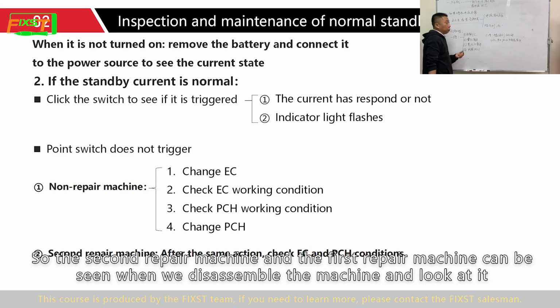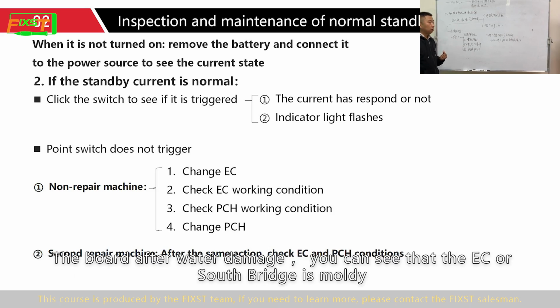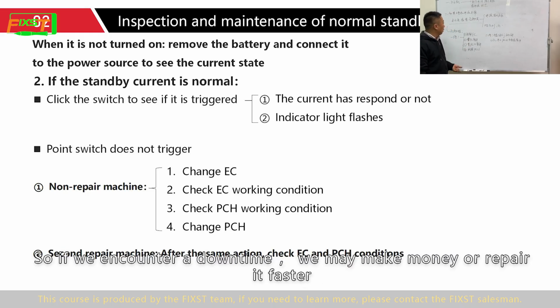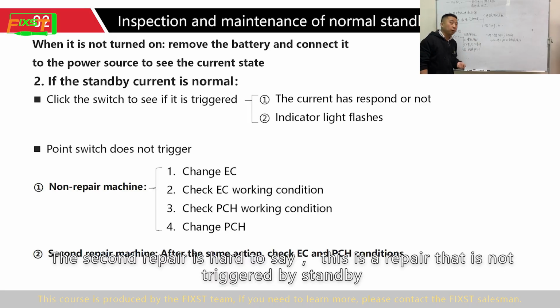So the second repair machine and the first repair machine can be seen when we disassemble the machine and look at it. The board after water damage, you can see that the EC or the south bridge is moldy. Not only will it be bad, it is possible that the CPU will also be damaged. So if we encounter downtime, we may make money or repair it faster. The second repair is hard to say.